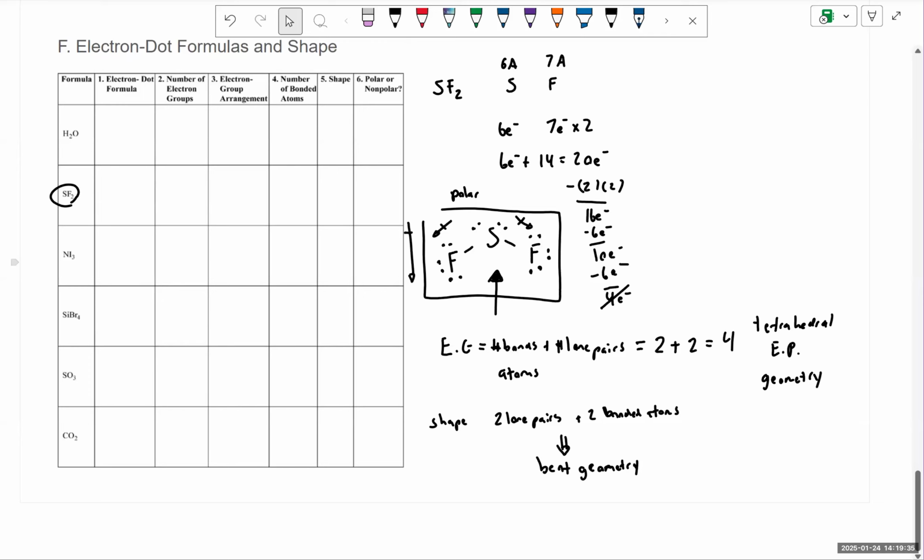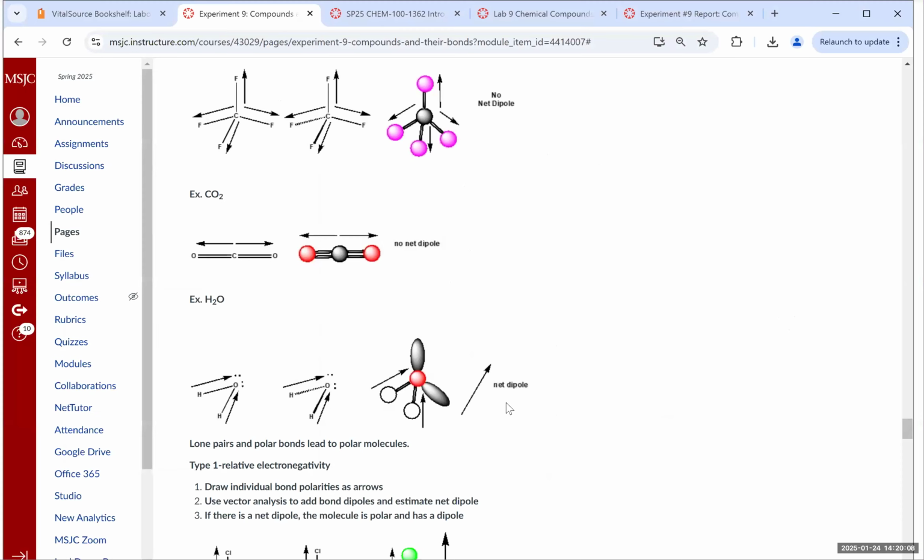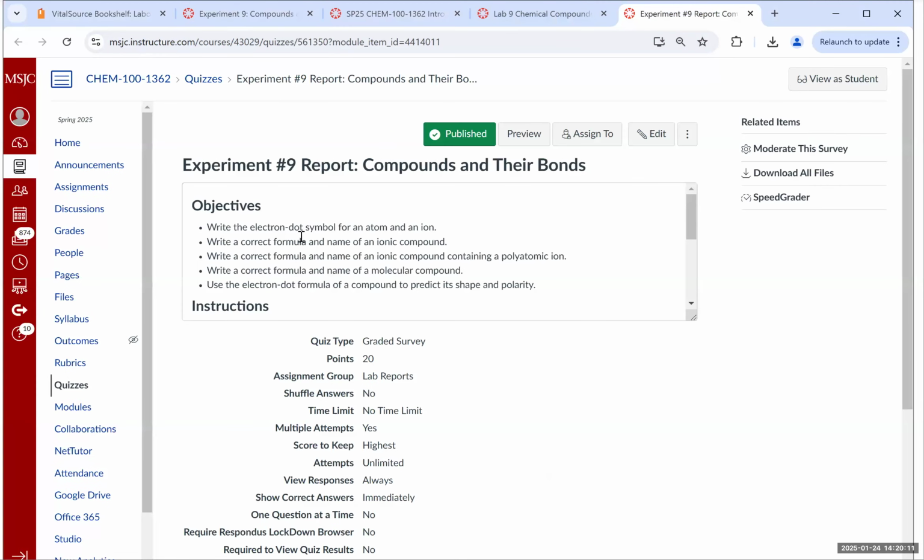Generally, in terms of polarity, if your central atom is bonded to multiple different atoms, or if it contains a lone pair that makes the geometry asymmetrical, your molecule would be considered polar. So with this example for sulfur difluoride in mind, I'd like you to complete the remainder of this table. With that, we provided a full run through of experiment 9. Once you complete this experiment, you'll submit it at the experiment 9 report submission page on Canvas.